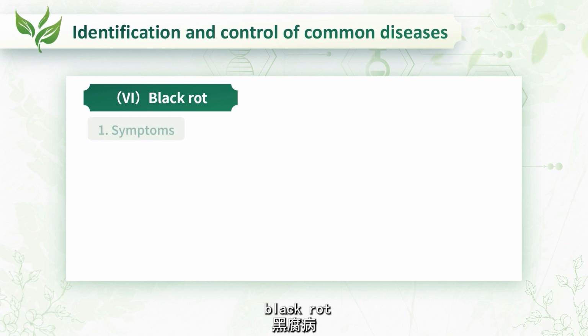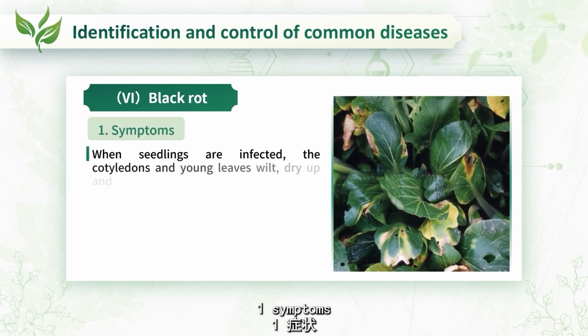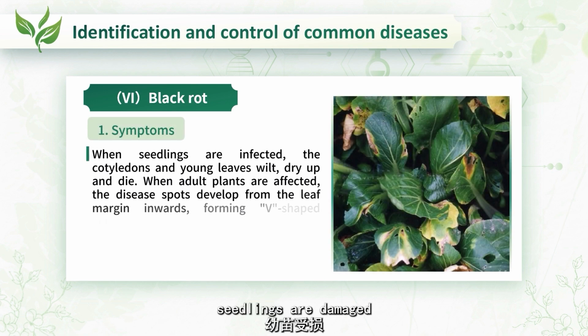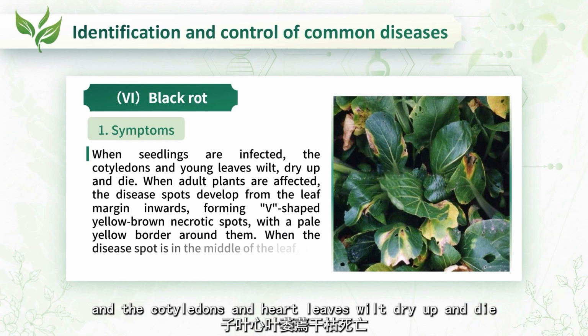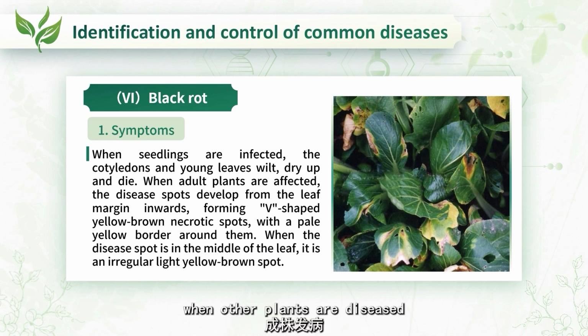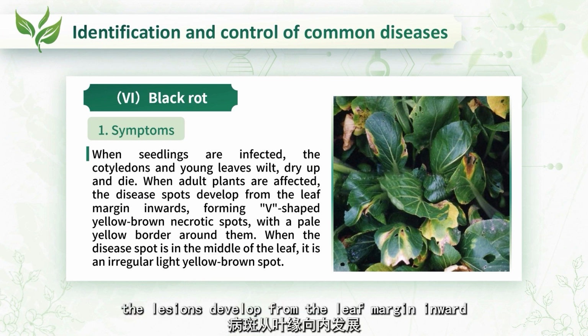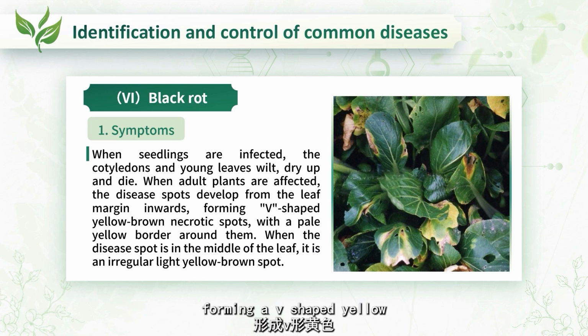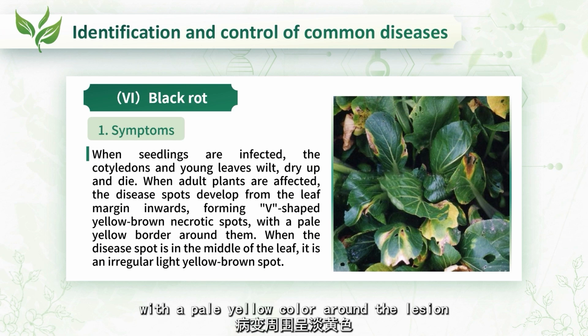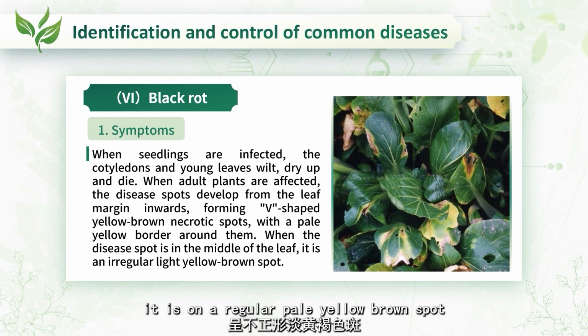6. Black rot. 1. Symptoms: seedlings are damaged, and the cotyledons and heart leaves wilt, dry up, and die. When adult plants are diseased, the lesions develop from the leaf margin inward, forming a V-shaped yellow, brown necrotic spot, with a pale, yellow color around the lesion. When the lesion is in the middle of the leaf, it is an irregular pale, yellow, brown spot.